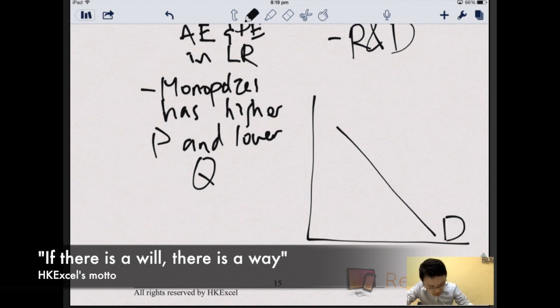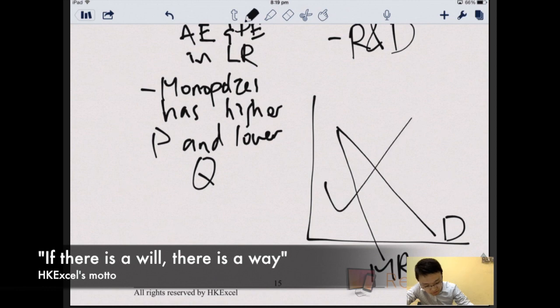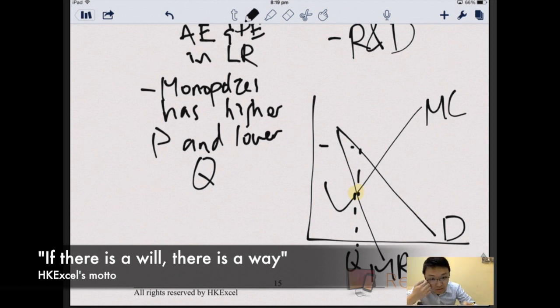Okay, so the downward sloping demand curve, and an MR curve that's twice as steep, and then you have an MC curve right here. Okay, so the firm will always produce where MC equals MR. So at this point, it will produce a quantity where MC equals MR. So at this quantity Q, the price is determined by the demand curve. So that's going to be at P right here.